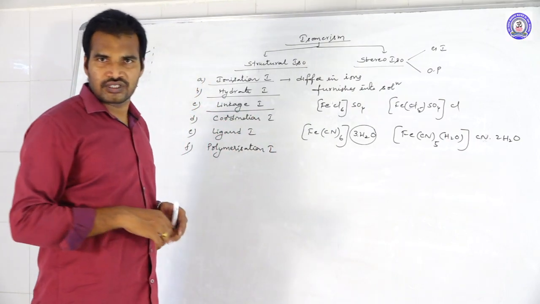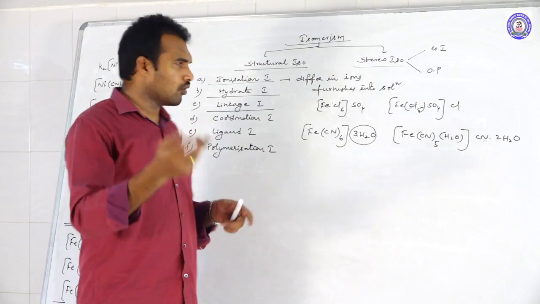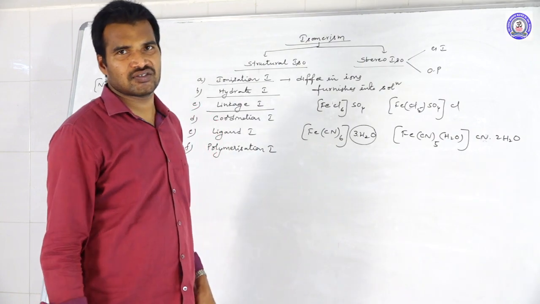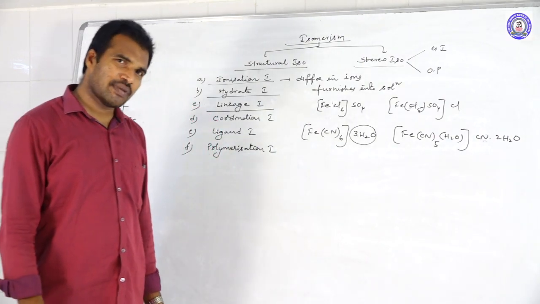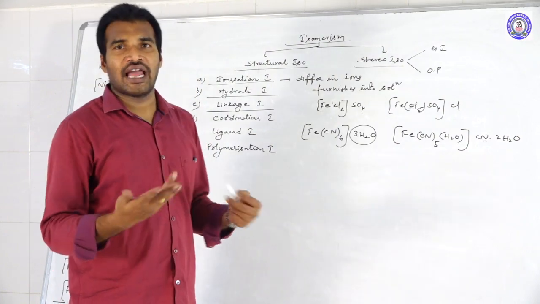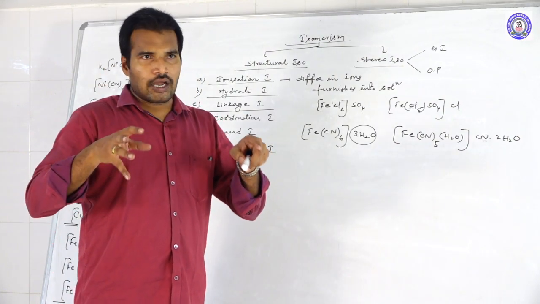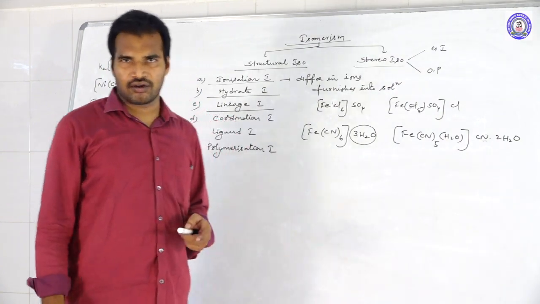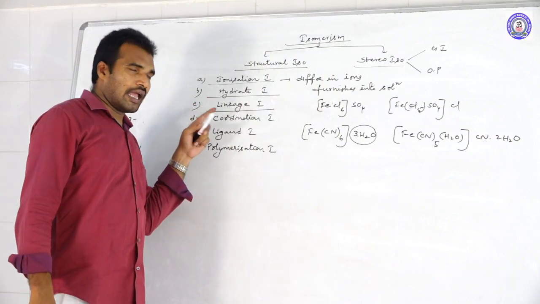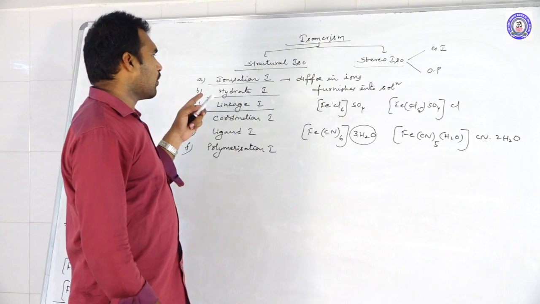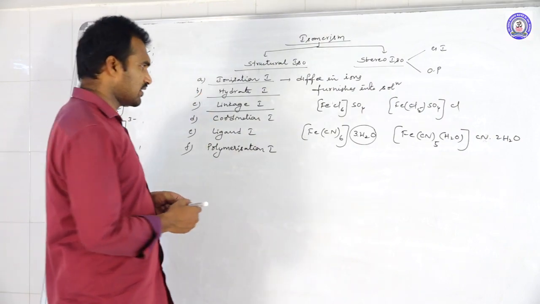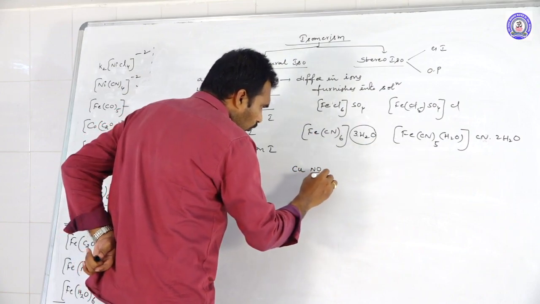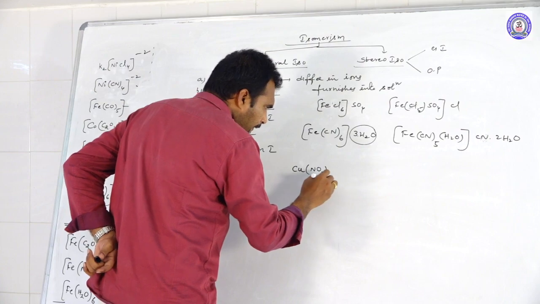Next, the third one is linkage isomerism. This linkage isomerism is shown by complexes which have ambident ligands. What are ambident ligands? We already discussed this in the previous video. Ambident ligands have two or more donating sites, but at a time only one donor atom will donate electrons. Complexes containing such ligands will show linkage isomerism. For example, you take Cu(NO2)4.